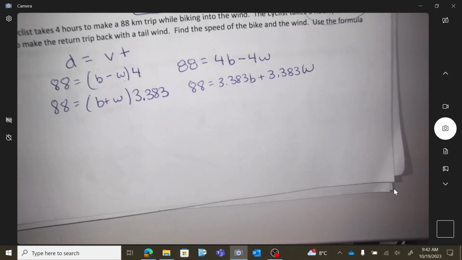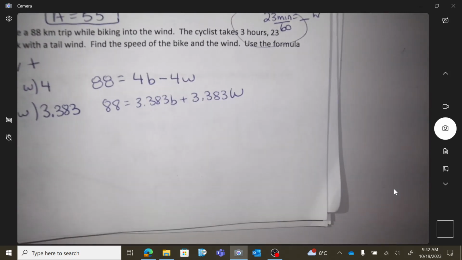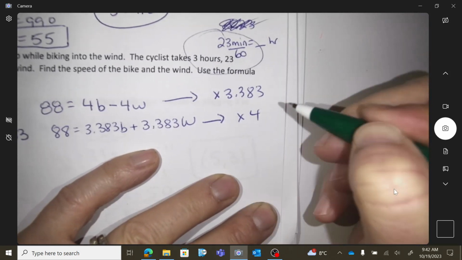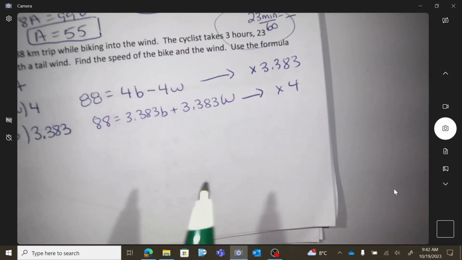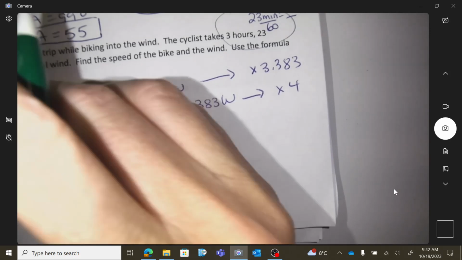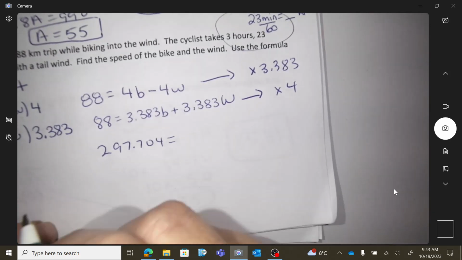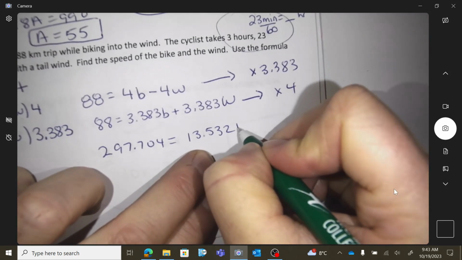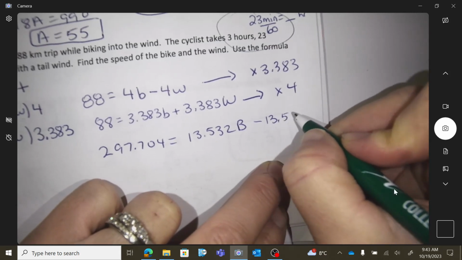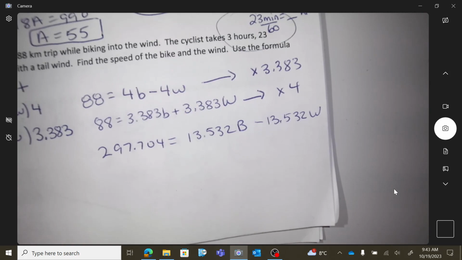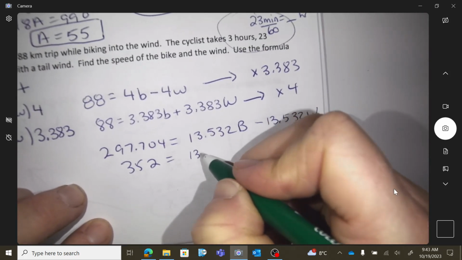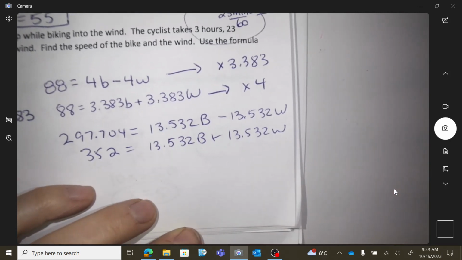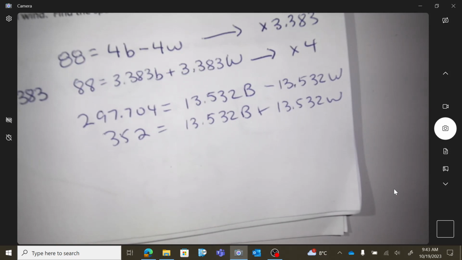Okay, I'm going to pick elimination, the way this is going. So we would be timesing this line by 3.383, and we're going to be timesing this one by 4 to get matches, right? So yeah, I got some funny decimals going on now, but that's fine.